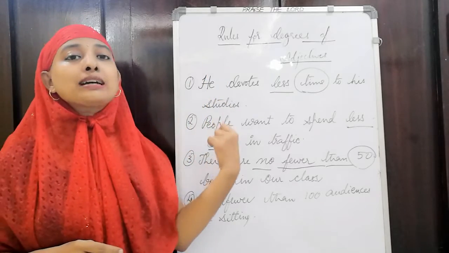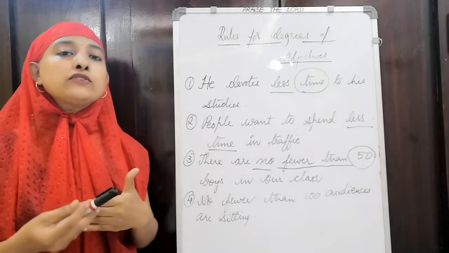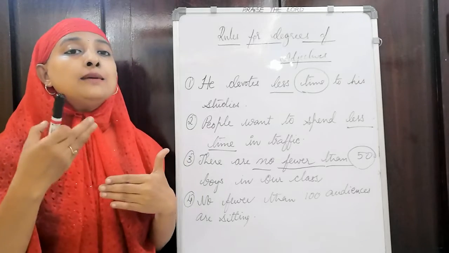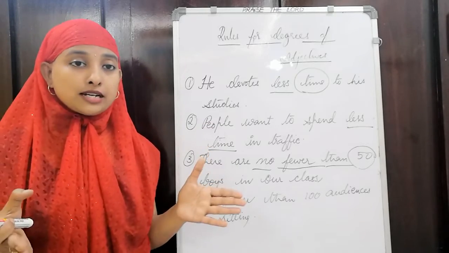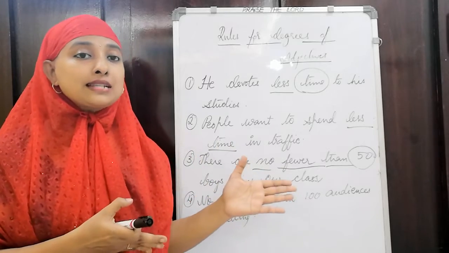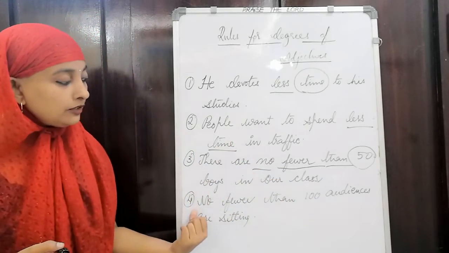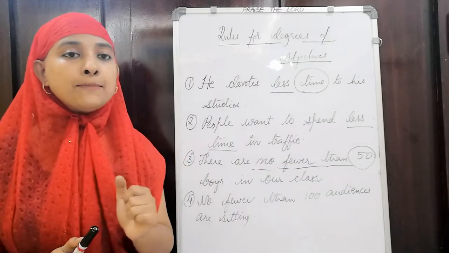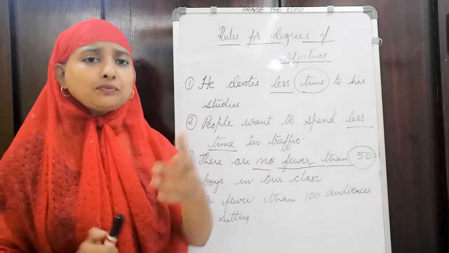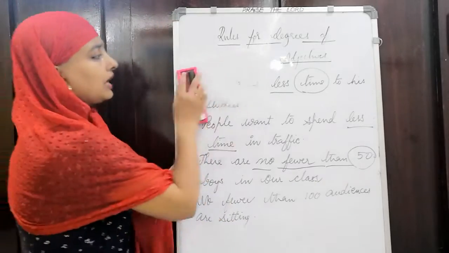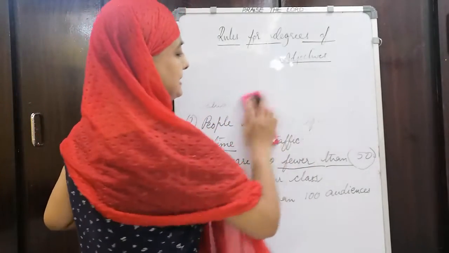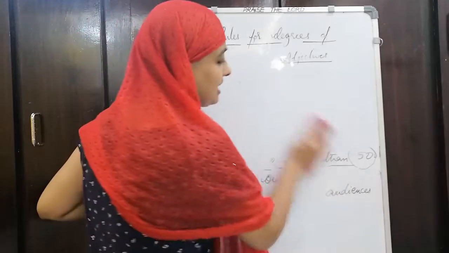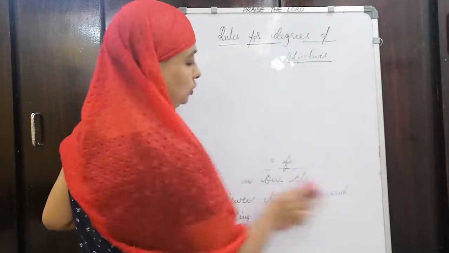So generally this will come to help when you are going for competitive exams and when we are correcting sentences, okay, for correcting where to use less and where to use fewer. Similarly, no fewer than 100 audiences. So you can see that where there is a number, we will be using fewer. And coming to this less, there are two terms, less and lesser.